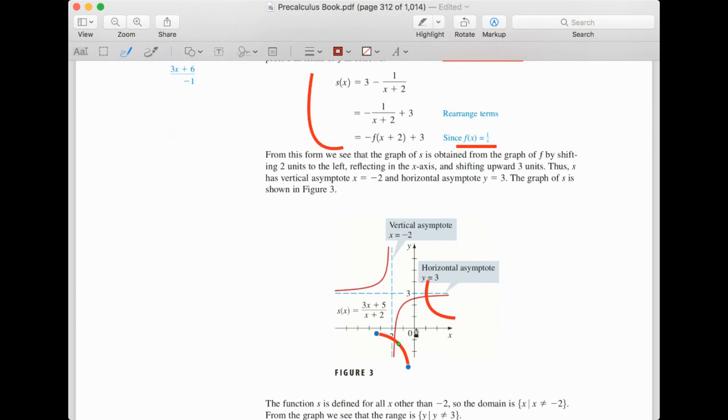So 0 is being pushed to negative 2. Then we have this adding 3. That means every y value is being lifted up 3 units. So 0 here before been lifted 3 units up. So 0 is being pushed to the left 2 units, and being pushed up 3 units. So this is our new symmetry. So we have a graph of this branch, this branch.